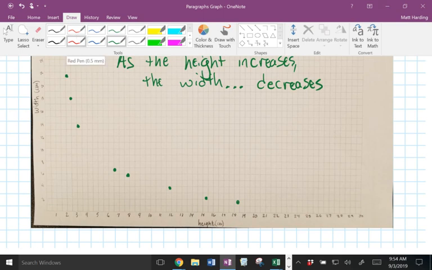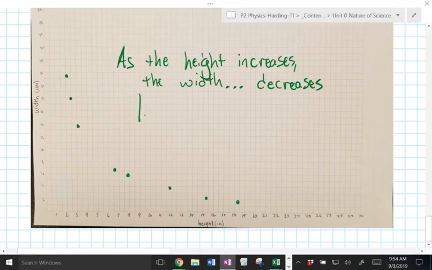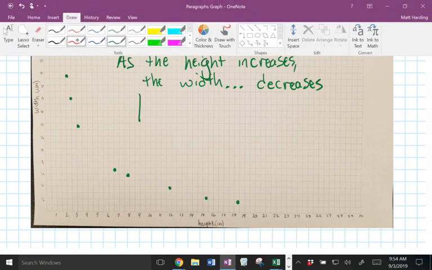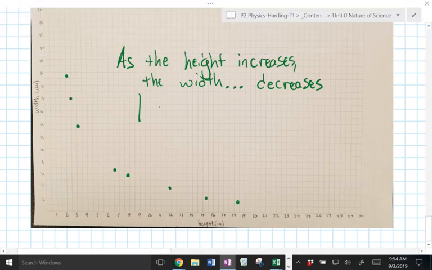So, I wanted red. Eraser. Here we go. Inverse relationship. Okay.